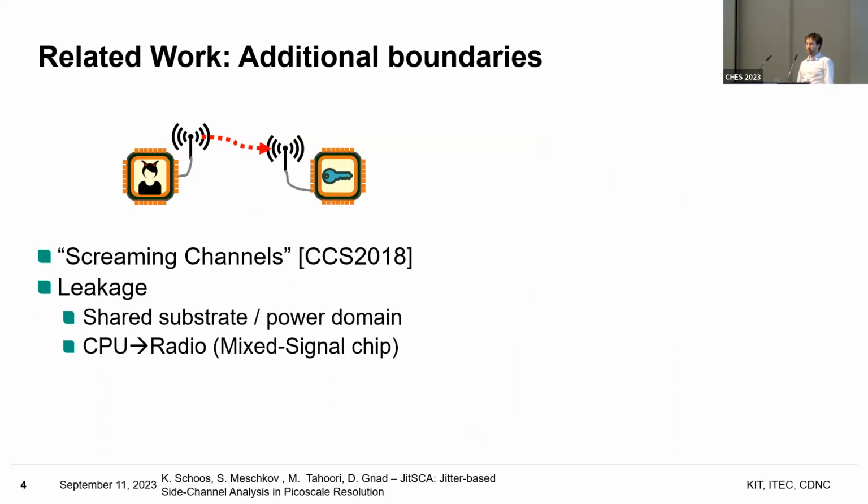We have seen screaming channels. So I hope most of you know the screaming channels attack, in which we have a shared power domain inside the chip between the analog and digital part, and the CPU, while it's computing some secret, leaks some of this information into the analog power domain, into the radio, and this radio is then exfiltrating this power information to the outside. By measuring that, you can do power side channel attacks remotely, which is, I would say, still a power side channel attack and not an EM attack, since the actual leakage happens inside the chip and then gets exported.